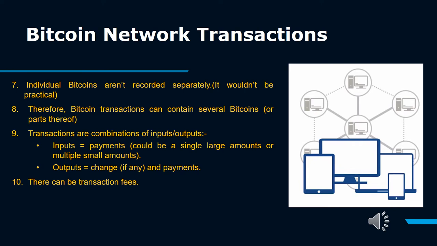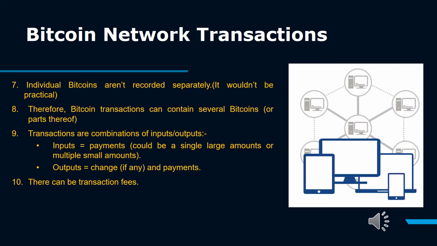Transactions are combinations of inputs and outputs. Inputs are payments, which could be a single large amount or multiple small amounts. Outputs are change, if any, and payments. UTXOs, unspent transaction outputs: a person's spendable bitcoins are stored in data records known as unspent transaction outputs, UTXOs. A single UTXO can contain any amount, but unlike a bank account balance, which is a single amount, a user's Bitcoin balance is like having cash in different rooms throughout the house. The sum of all those bills is the cash on hand. In the case of Bitcoin, the sum of all UTXOs for a given user is that person's coin balance.